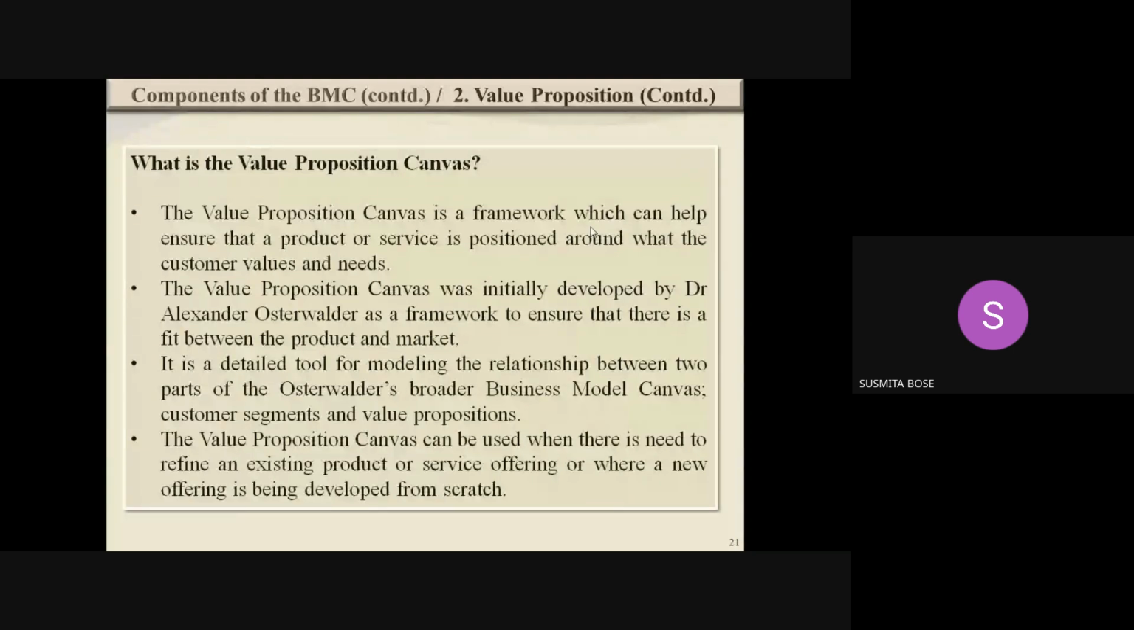You are making a product, there should be a relation of your product with the market. Otherwise, why are you making the product? Because you want to sell the product in the market. So there should be a fit between the product and the market. It is a detailed tool for modeling the relationship between two parts of Osterwalder's broader business model canvas. Like later he made the broader business model canvas, but this is a part of that business model canvas, customer segments and value propositions. The value proposition canvas can be used when there is need to refine an existing product or service offering, or where a new offering is being developed from scratch.